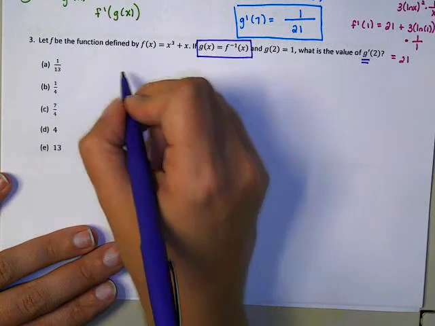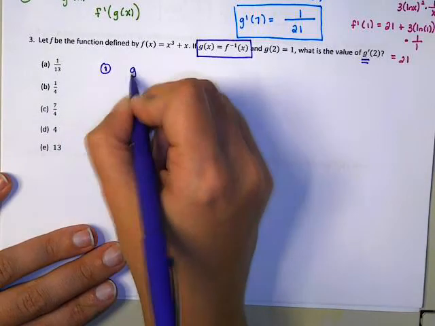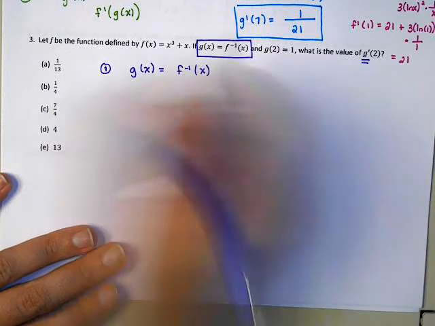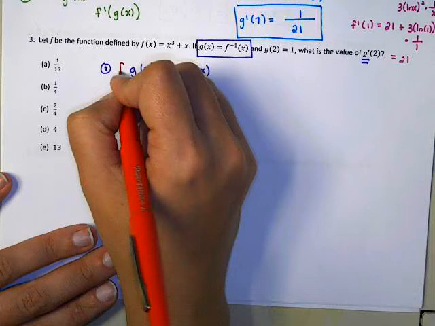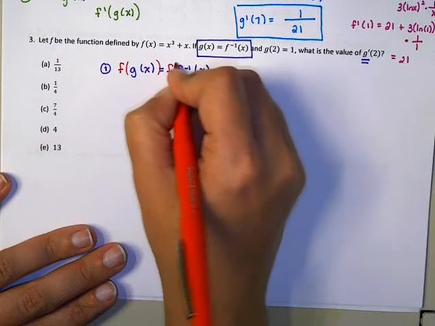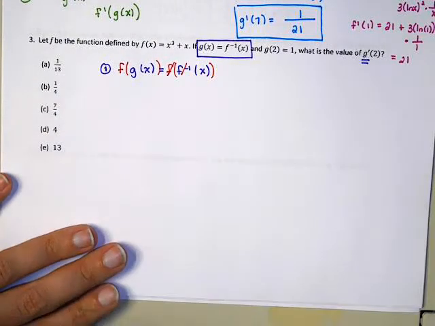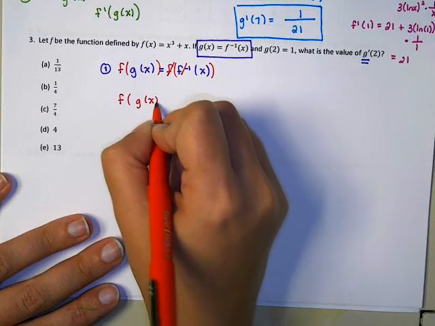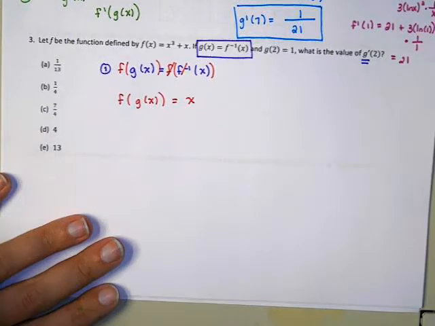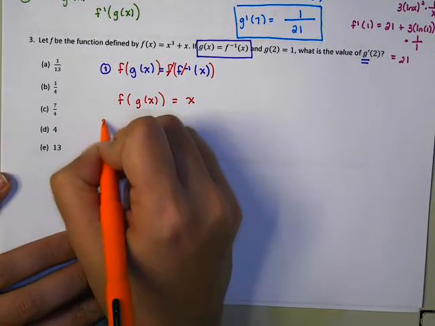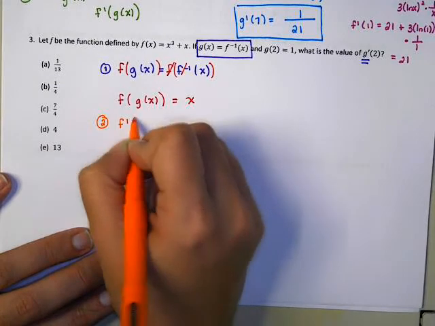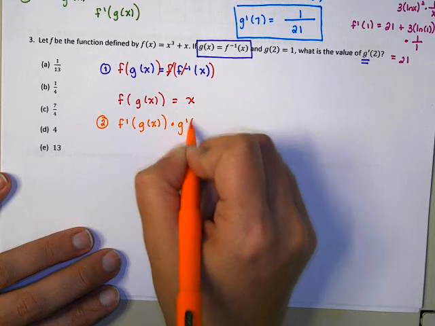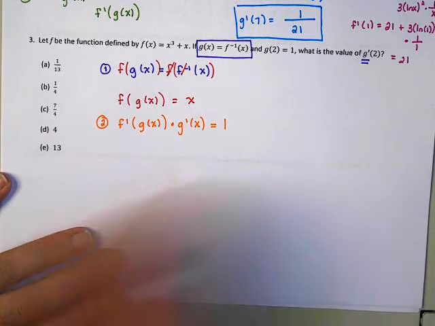So to find g prime, I'm going to start by rewriting this problem so that I don't have an inverse function anymore. So I'm going to find f of g of x and f of f inverse, because the f and the f inverse will cancel. So my new equation is f of g of x equals x. Step 2 is going to be to find the derivative. So take the derivative of the outside, leave the inside alone, times the derivative of the inside equals 1.